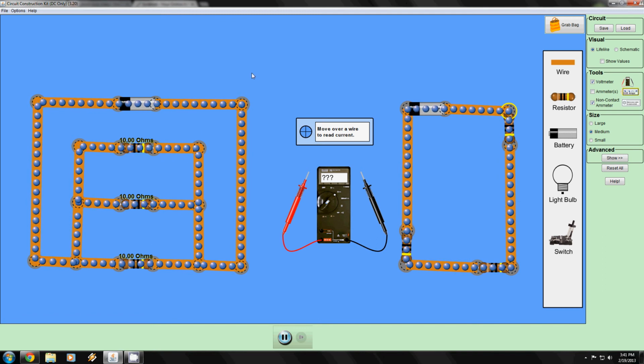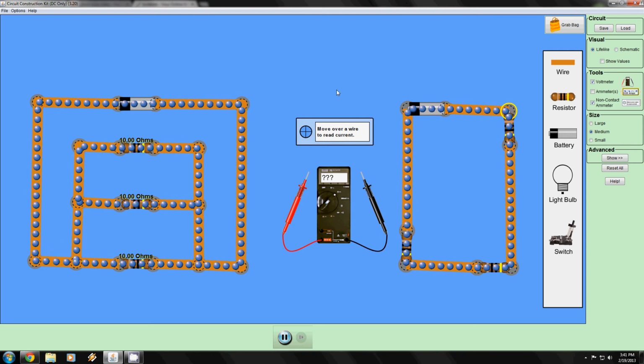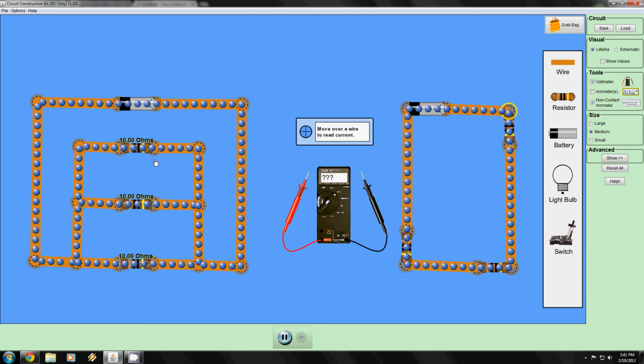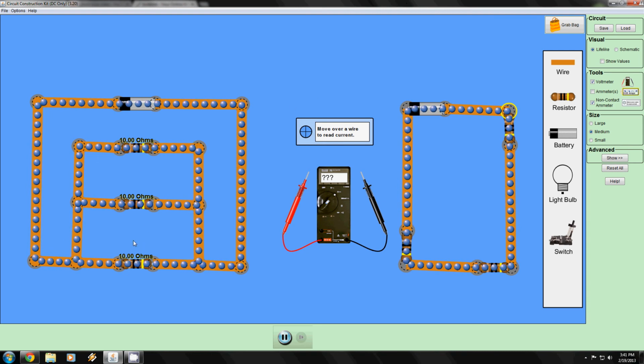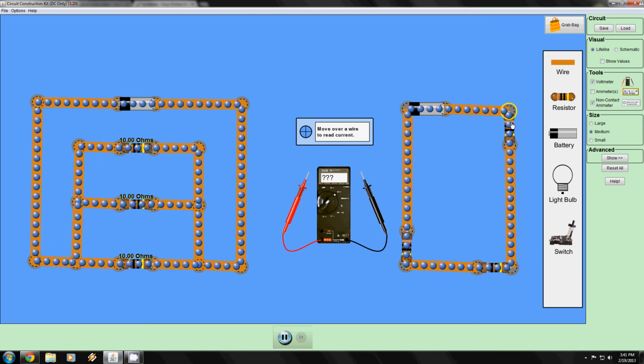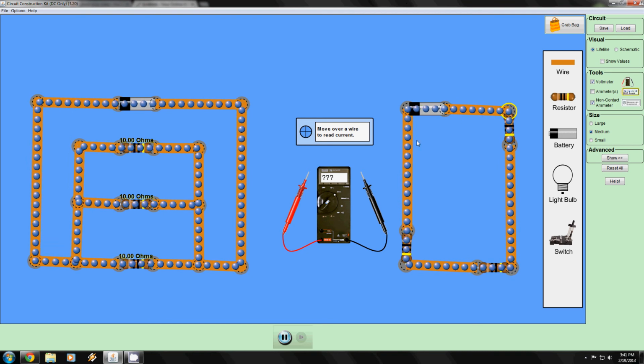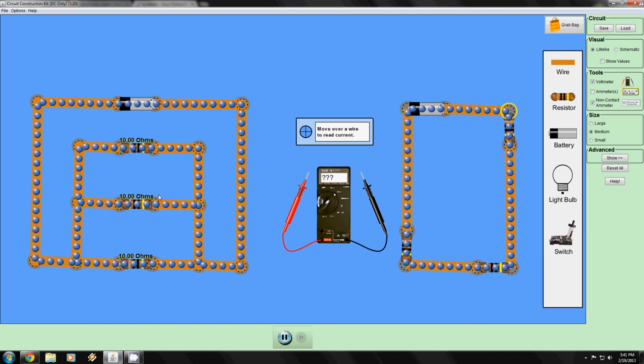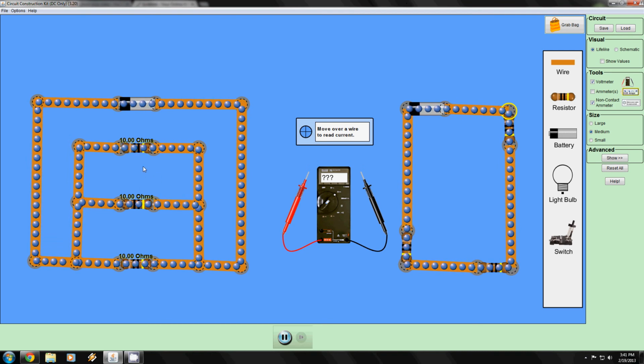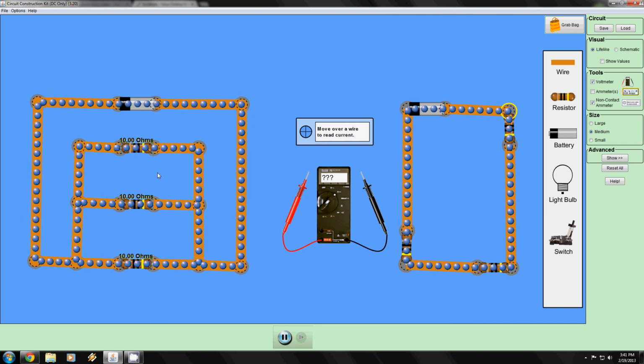What I have set up here are a couple of circuits that you're going to be making in lab. On the left are 3 resistors in parallel. On the right, 3 resistors in series. And what we're going to be covering right now is some basic calculations that you're probably going to want to do.